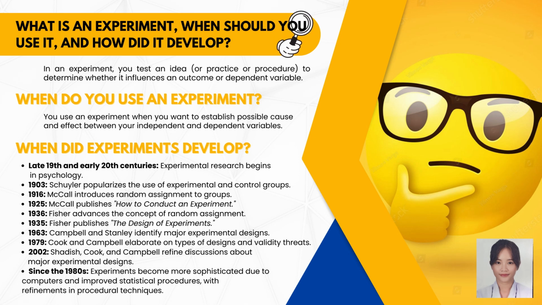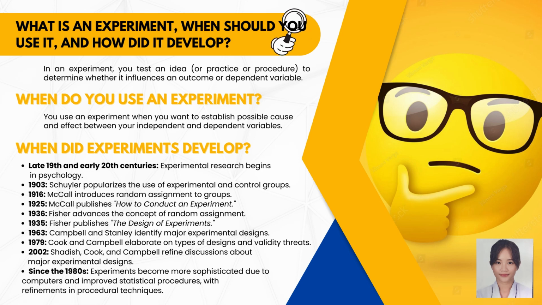When did experiments develop? Experimental research has its roots in the late 19th and early 20th centuries, particularly in psychology. Early pioneers like Schuyler and McCall laid the foundation for experimental methods, with McCall introducing the concept of randomly assigning individuals to groups in 1916. By the mid-20th century, statisticians like Fisher had advanced the statistical techniques necessary for experimental research. Campbell and Stanley's work in 1963 identified major types of experimental designs, which are still widely used today.